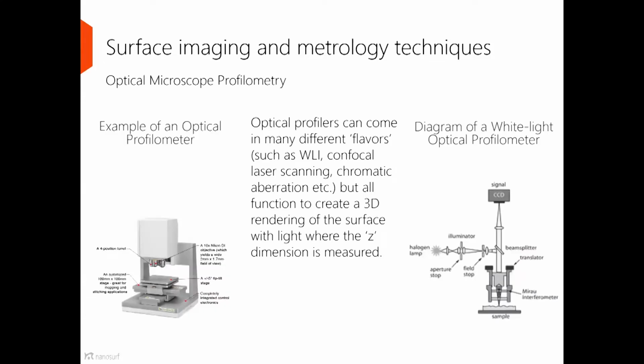Optical profilometry can come in many different flavors. And again, I'm going to speak relatively broadly here. I do want to note that they can come in such flavors as white light interferometry, or confocal laser scanning. There's chromatic aberration. There's focal variation. By and large, I'm going to just use optical profilometry as a catch-all here. We could probably host an entire webinar on just the different techniques within optical profilometry, or really any of these techniques that we're going to discuss today.